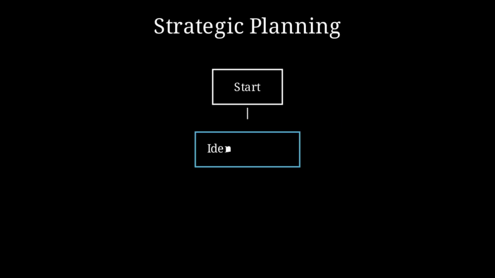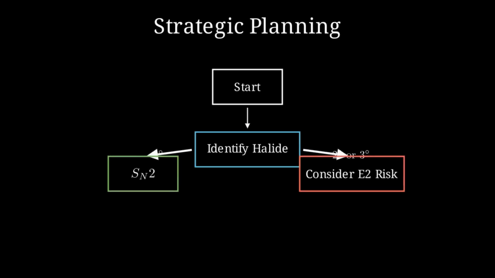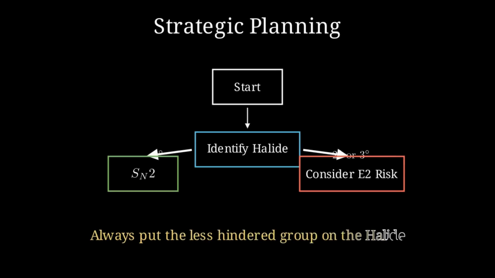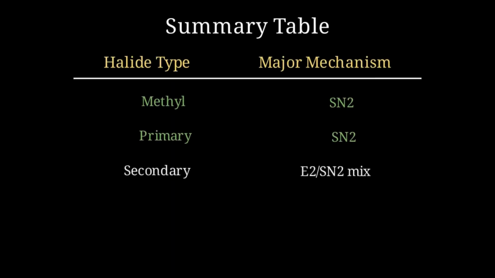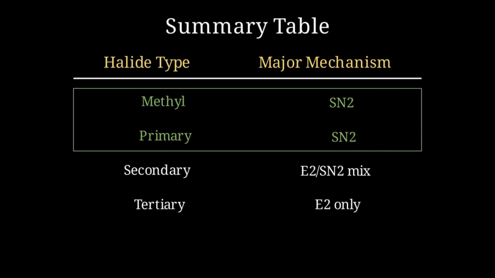To successfully plan a synthesis, always assign the less sterically hindered alkyl group to the alkyl halide. If you have a choice between a primary and a secondary group, the primary group must be the halide to ensure substitution. To summarize, Williamson ether synthesis works best with methyl or primary alkyl halides. Secondary halides give mixed results, and tertiary halides yield only alkenes through elimination.